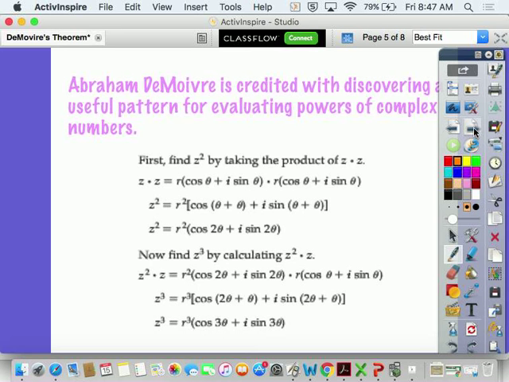But say you wanted to get z to the third. You would multiply z squared by z. When you multiply, what do you do to your r's? R squared times r would be r to the third. And to your thetas, 2 theta plus theta equals 3 theta. So z to the third equals r to the third cosine 3 theta plus i sine 3 theta. Division, DeMoivre is only credited for products. There is somebody who's credited for quotients, but that's not in this class, so you don't have to worry about quotients.